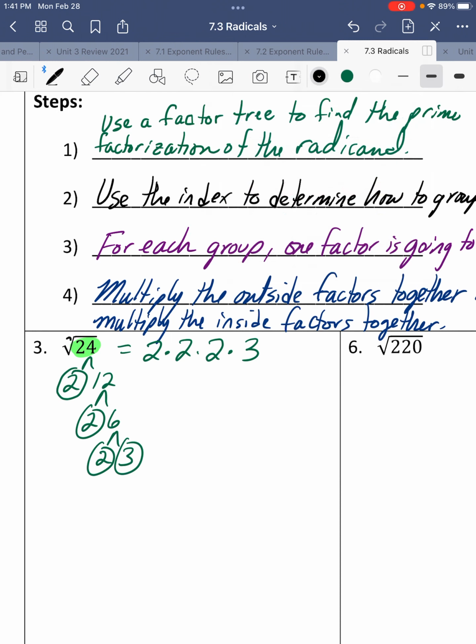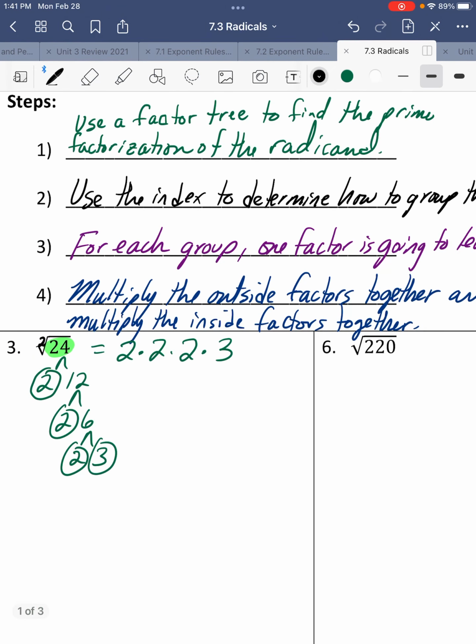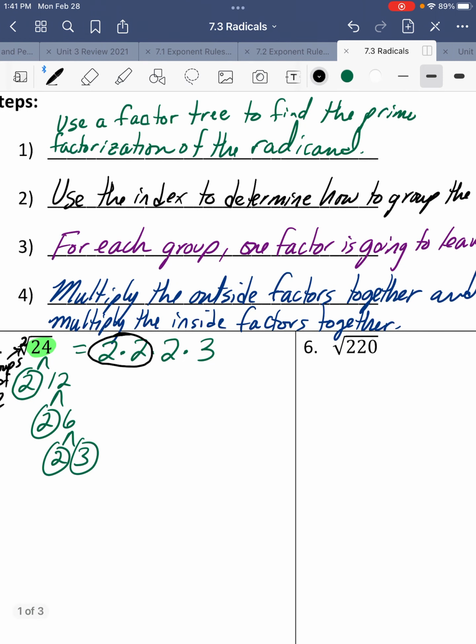Then step 2 is what kind of radical is it? This is a square root. We don't write the 2 there, but that's a 2. This is going to determine how to group the factors. So we're going to have groups of 2. So we're going to take our prime numbers and group them in groups of 2. Well, we have 2 times 2. That's the only group I can make.